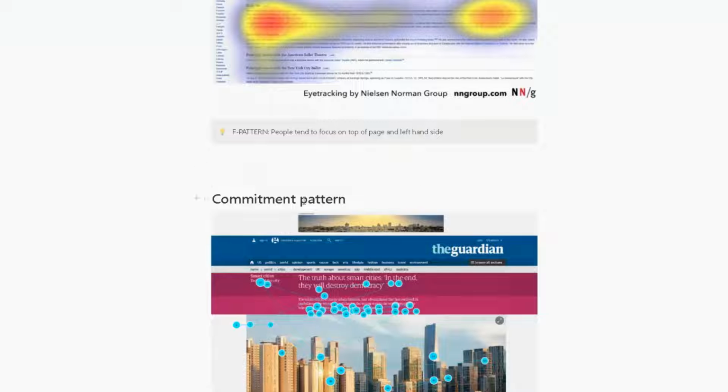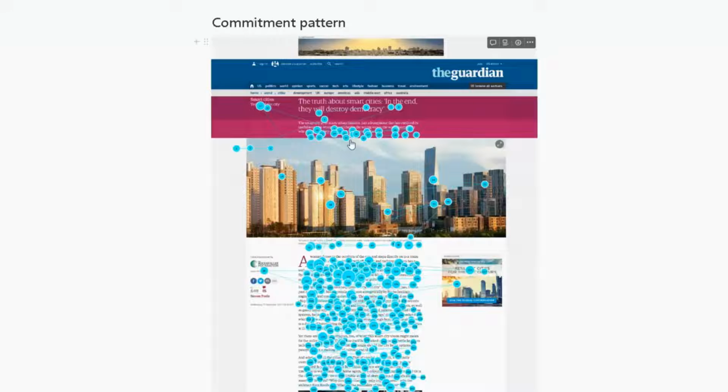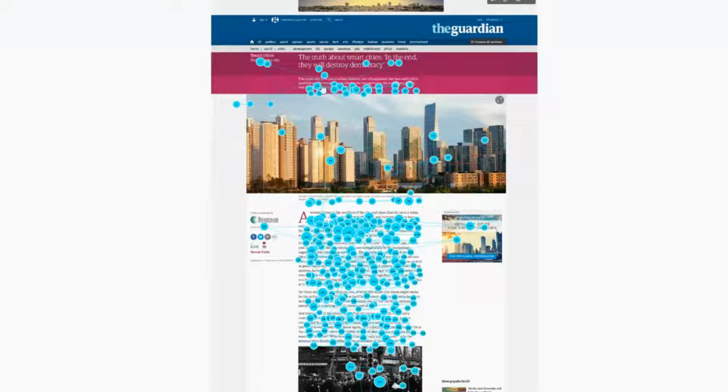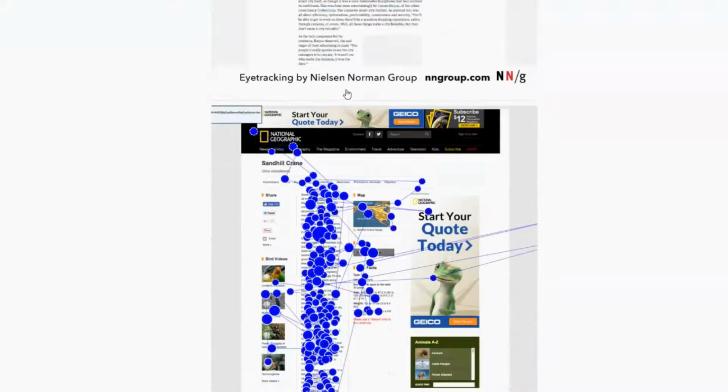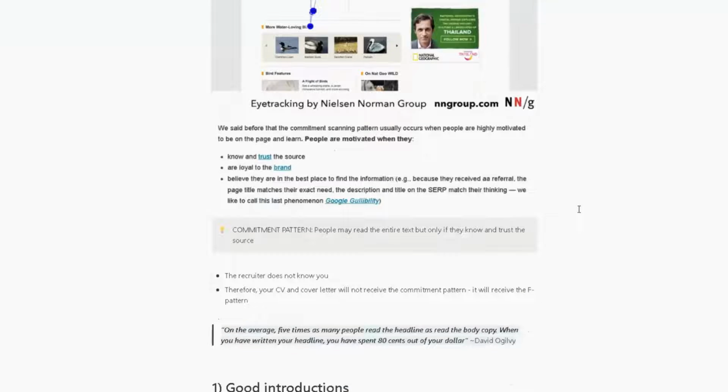Now I want to contrast that to the commitment pattern. As you can see here, it's not people just looking at the top and the left hand side. It's the entire article being read, as you can see from these two articles. However, in the context of articles, the commitment scanning pattern only occurs when people are highly motivated to learn, and people are motivated when they know and trust the source, are loyal to the brand, and believe they're in the best place to find the information.